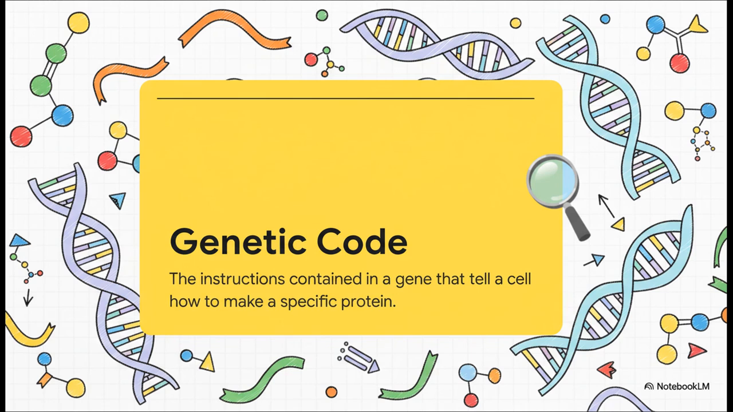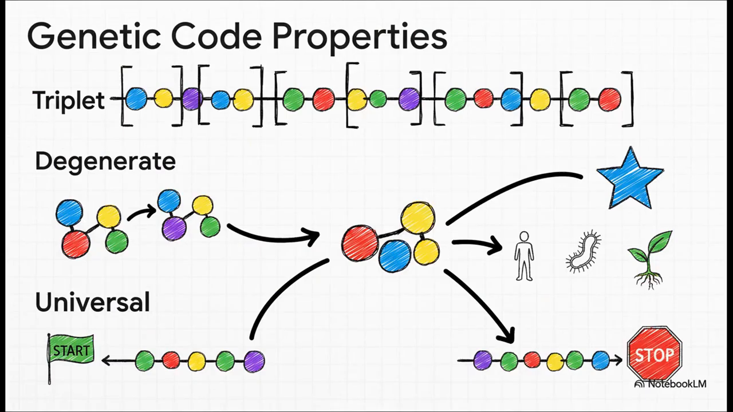The genetic code is basically the dictionary. It's the official set of rules that tells the cell's machinery how to translate that sequence of nucleotide bases into a sequence of amino acids, which are the building blocks of proteins. It's literally the instruction manual for life. And this language has some really fascinating properties.